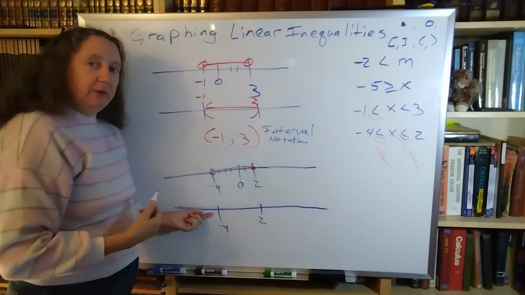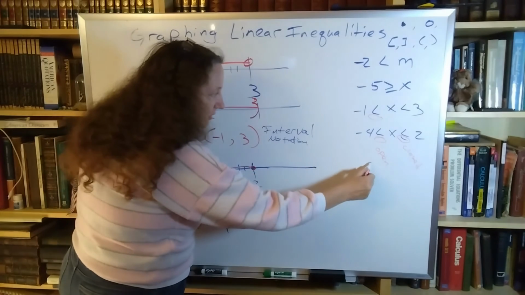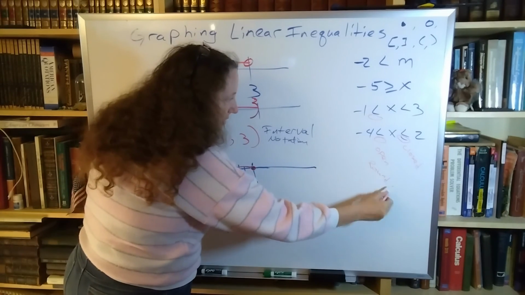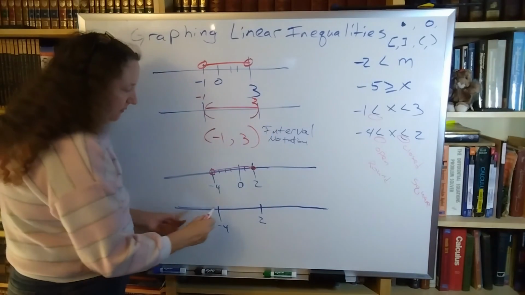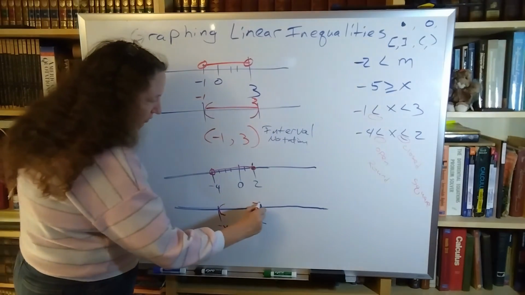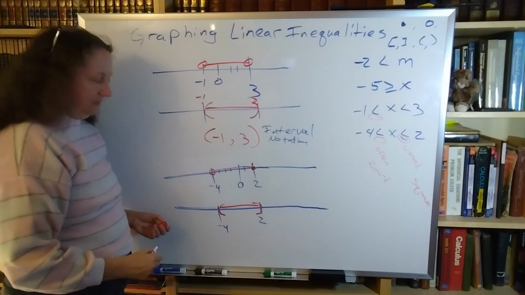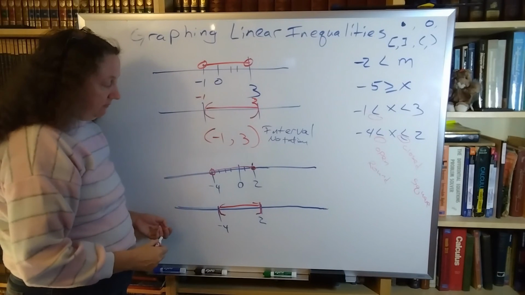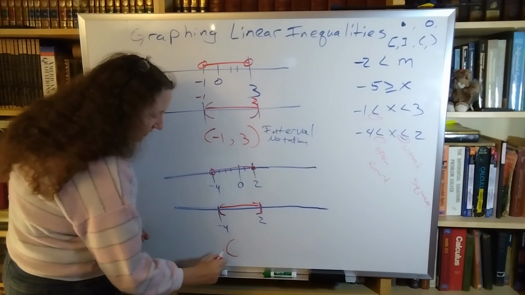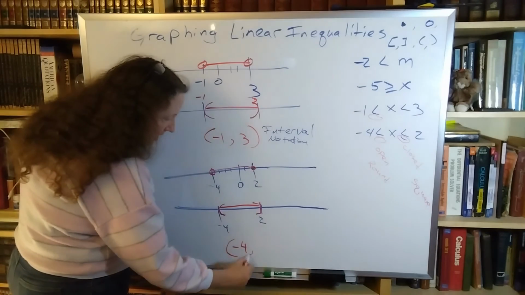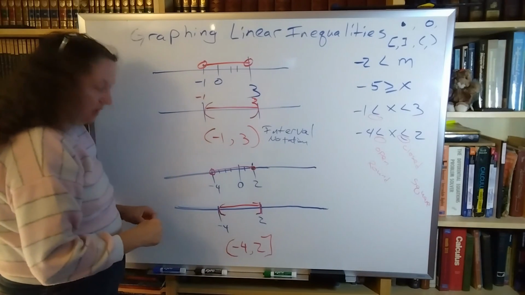Okay. With my parentheses versus brackets, I have the round parentheses, and I have my square brackets. So round here and square there. And the line goes in between them. That graph is done. Writing it in interval notation, I see the round parentheses, the -4, comma, 2, square bracket. And those two problems are done.